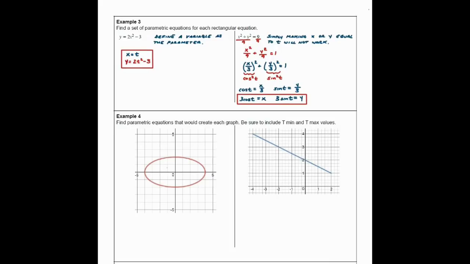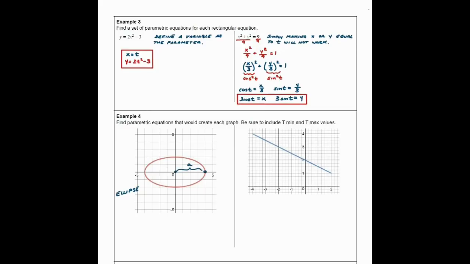For example 4, we're given two graphs and we're asked to find parametric equations for the graph and then give minimum and maximum values for t, for our parameter. So the first thing I'm going to do for this ellipse graph is write this equation as a rectangular equation. To do that, I would identify the major and minor axis. Hopefully this vocab is ringing some bells.